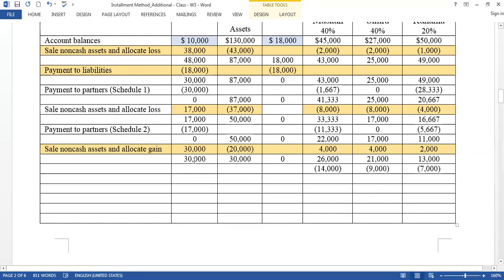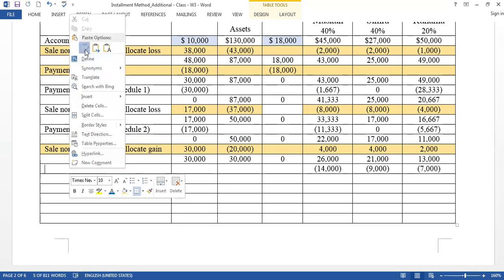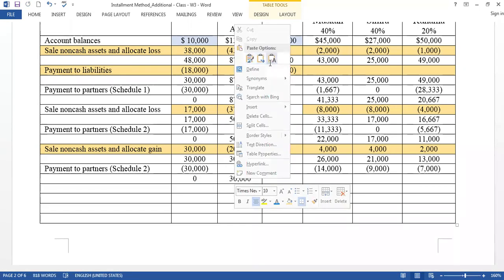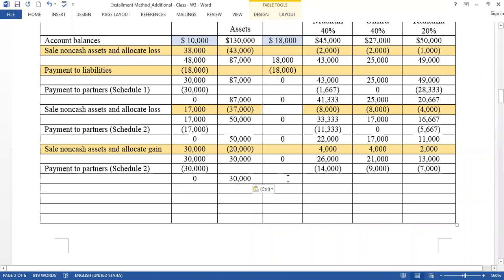We decrease their capital. Now this is based on schedule 3, and we decrease our cash by $30,000. After that, we don't have any cash, right? We have some non-cash assets remaining, $30,000, right? We don't have any liability, already paid a long time before.